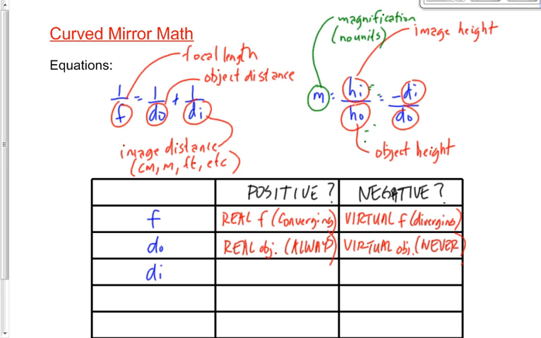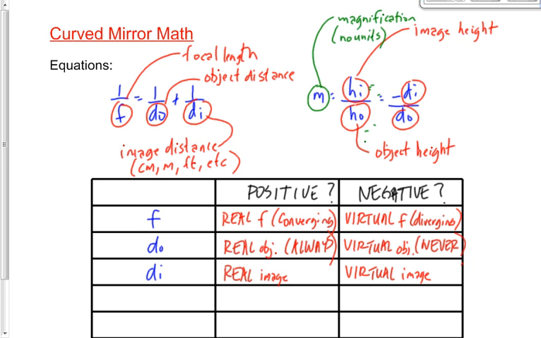DI? Well, it's going to be positive when you have a real image. And sometimes it's real, sometimes it's virtual, so there's no hard and fast, always this, always that for DI. It's going to be negative when you have a virtual image. See the pattern here? F, DO, DI, everything in that first equation is positive if it is real. It's negative if it is virtual.